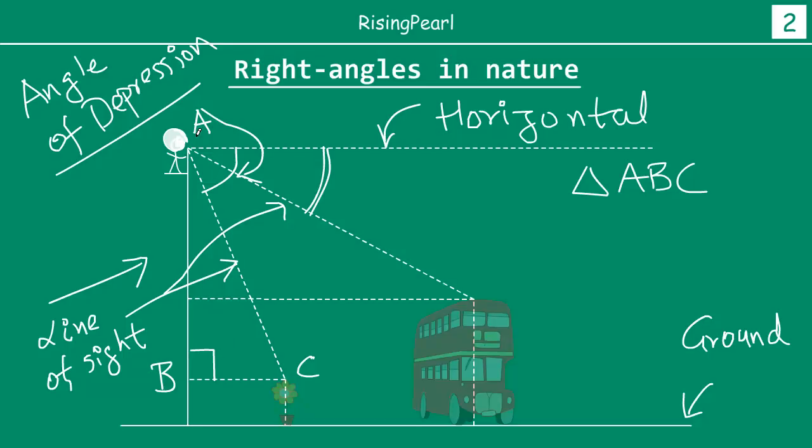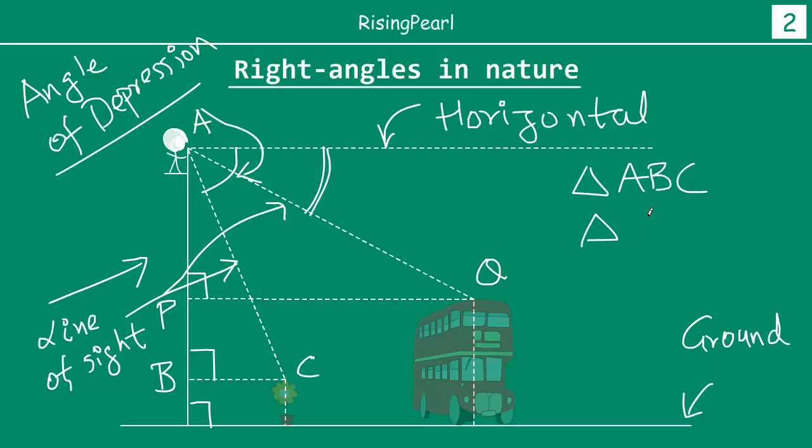Here this angle B is a right angle. Why? Because this is a building, so the building is 90 degrees in relation to the ground. This is 90 degrees, and these two are parallel lines. Similarly, here this angle is 90 degrees. Let us name this triangle maybe A, and let's call this PQ.